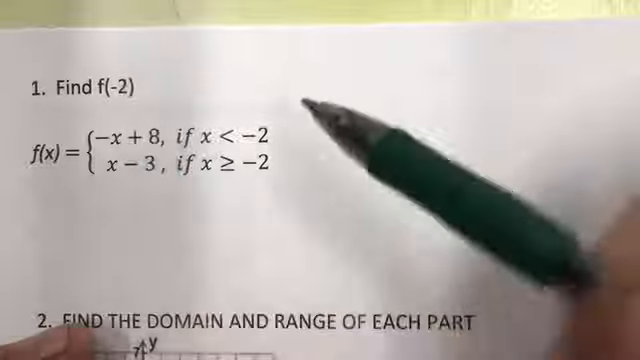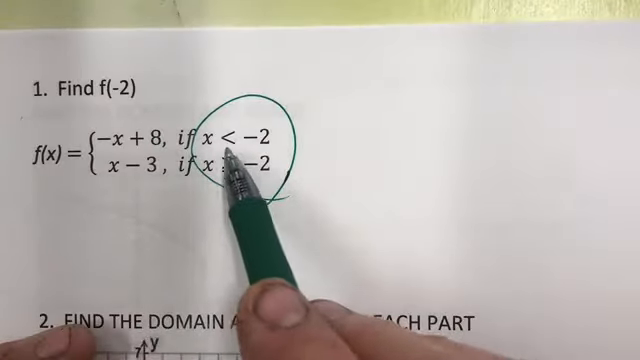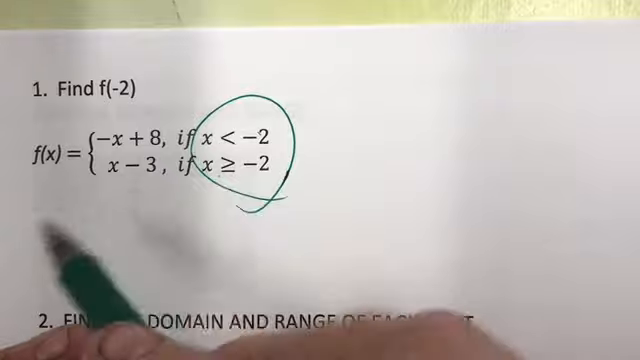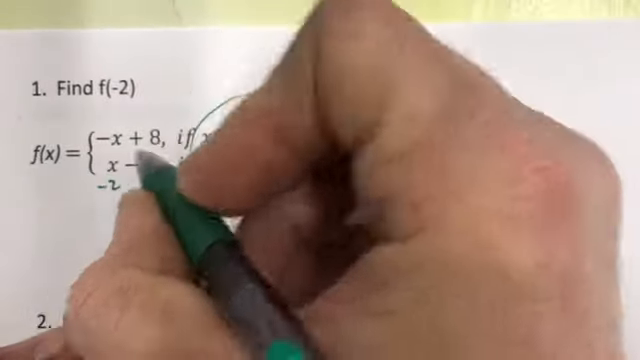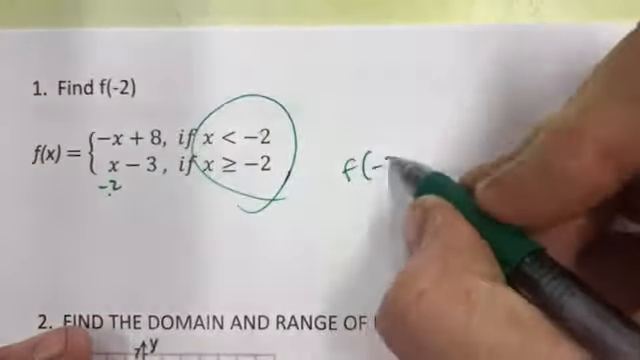Find f of -2. So we got to look at over here first. -2 is not less than -2. It does not go in that piece. -2 is greater than or equal to -2, so it goes in this piece. So I put -2 in for x right here. -2 minus 3 is -5. -5 is my answer.